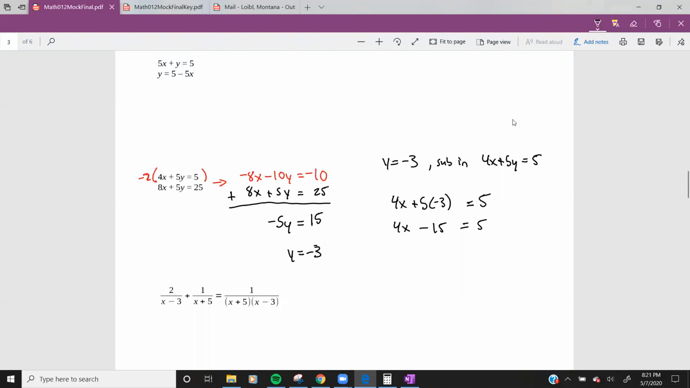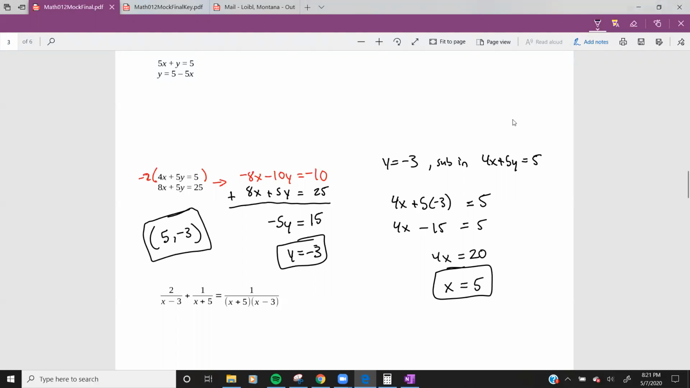So add 15 on both sides. We've got 20. Divide by 4. We got 5. So our solution here is y is equal to negative 3 or x is equal to 5. Or you could report it as an ordered pair, because again, this is describing two lines that are intersecting. So the point 5, negative 3 is where these two lines intersect.